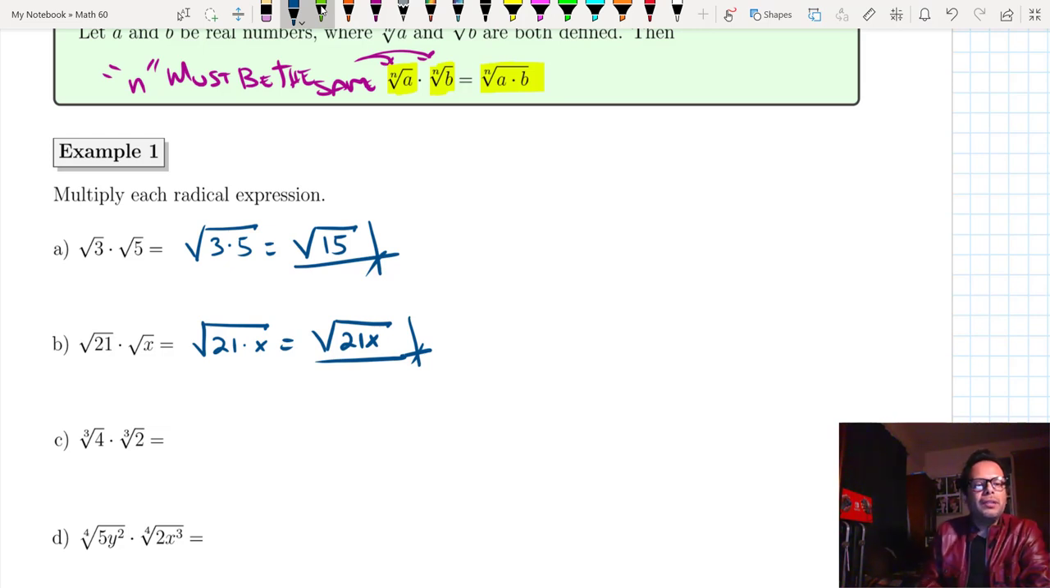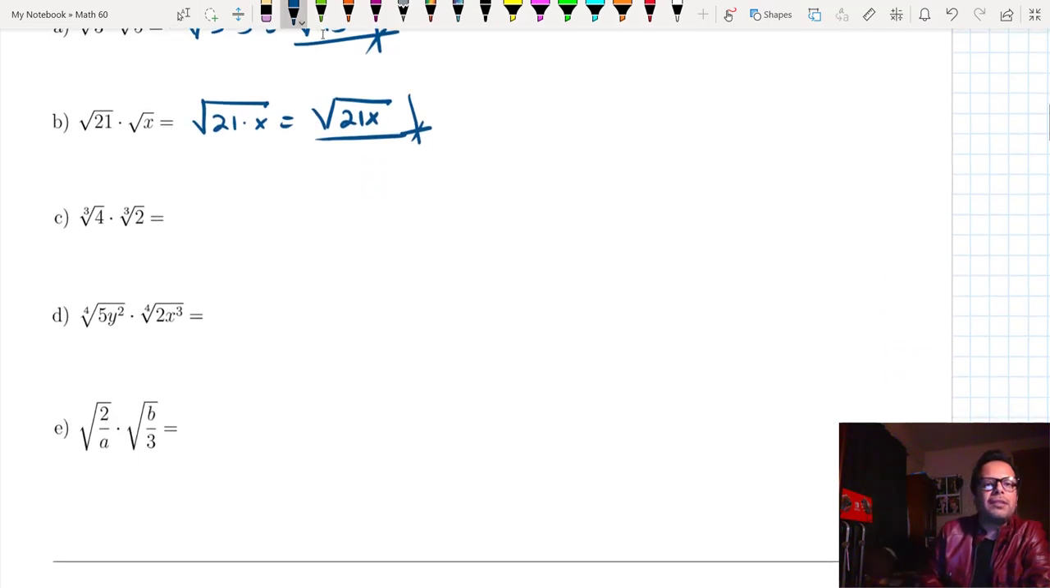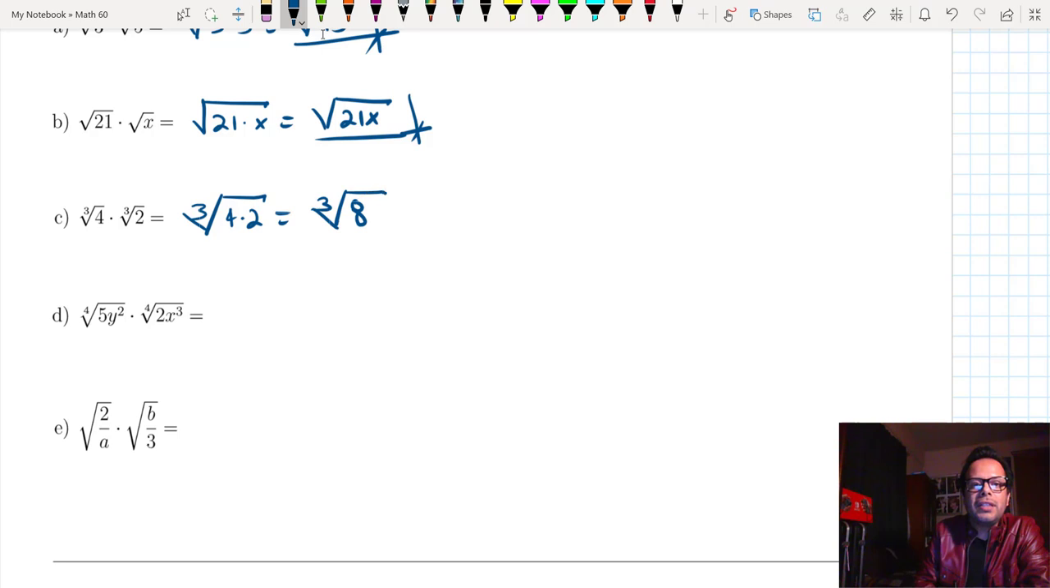What about the next one? Letter C. For letter C, notice we have the same index, since they are both cube roots. So we can write this as a product inside of the parentheses, 4 times 2. What are we going to get when we multiply 4 times 2? We're going to get the number 8. But in this case, the number 8 is a perfect cube, because there is a number whose cube, whose third power, equals 8. In this case, that number is 2.